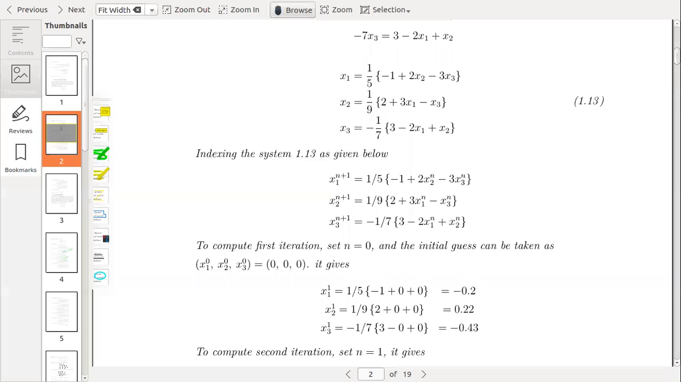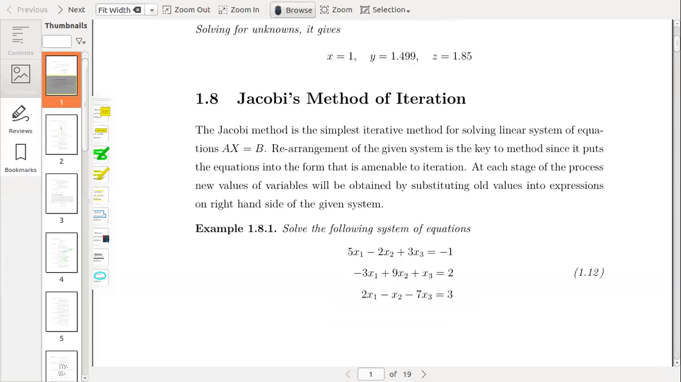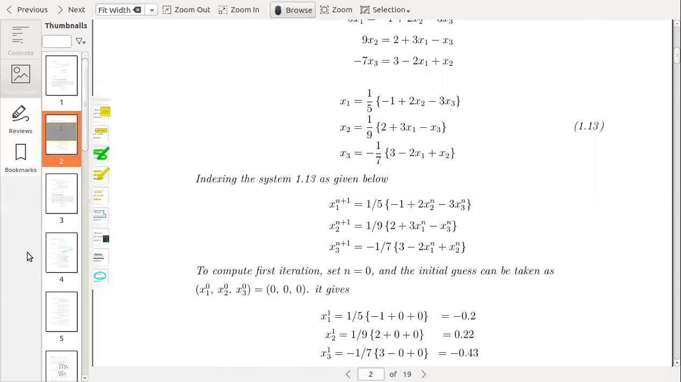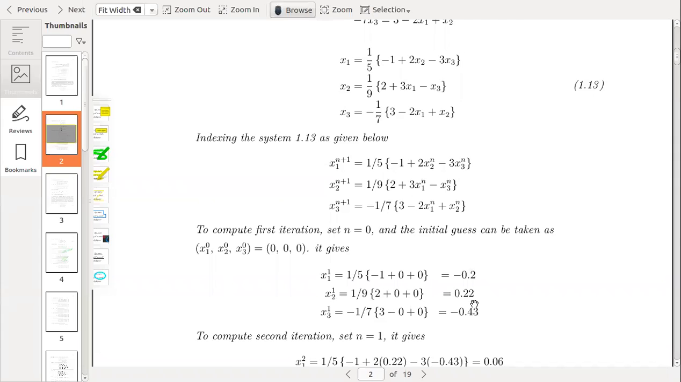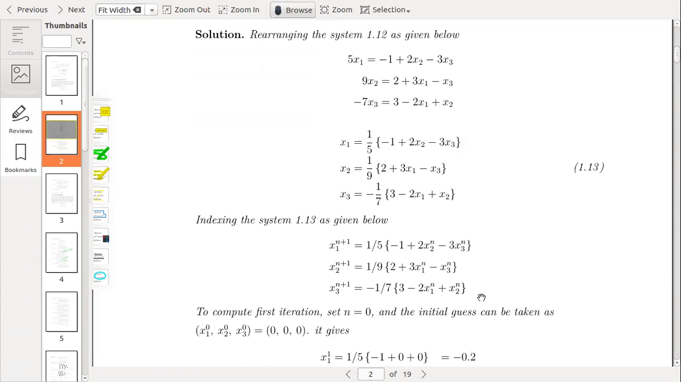Okay, I can just revise. First is the Jacobi method. The important steps are just to rearrange the system and index the system, and then we will solve it. What is the difference between the Jacobi and Gauss-Seidel methods? The difference is the indexing, because the Gauss-Seidel method uses the latest available variable.